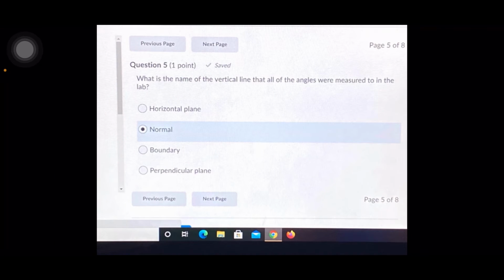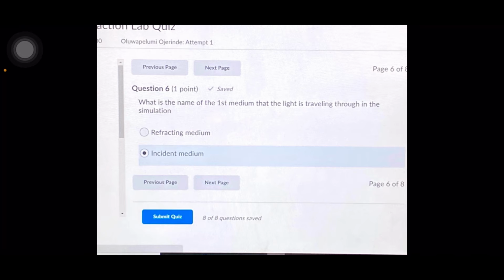What is the name of the vertical line that all of the angles are measured into the lab? It's your normal. It's the vertical line that goes straight down, kind of like your y-axis on a regular graph table. What is the name of the first medium that light is traveling through in the simulation? That is your incident medium. So that's always the first one.